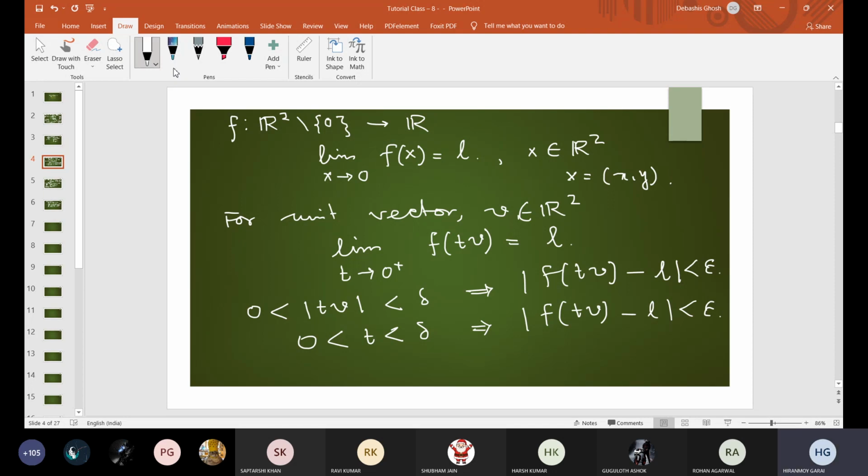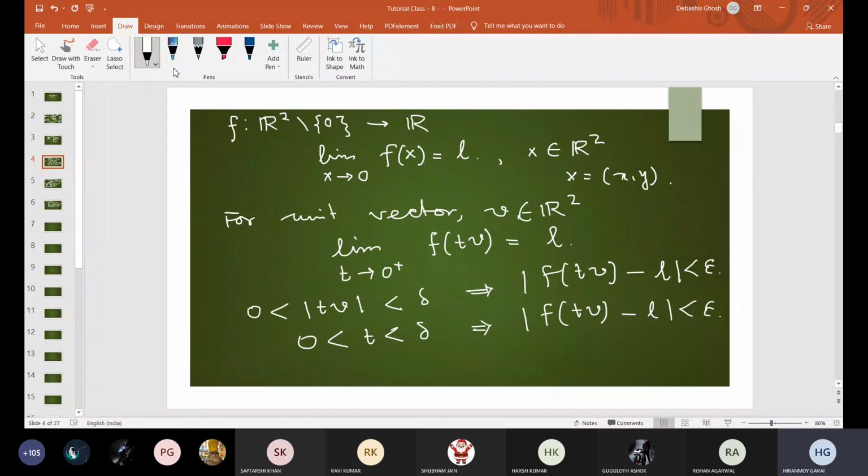So if this limit exists, it means mod of f of x minus L is less than epsilon for all those x with mod x less than delta. So that f of x, if you replace it by f of tv, L is the same value we are getting for all those tv satisfying less than epsilon. Here x is represented by tv, so mod of tv is less than delta. Now if you consider that v is a unit vector, so that comes to be t greater than 0 and less than delta. Mod t means it is always considered positive. So that means that comes to a single variable limit. We are transforming that double limit to a single variable, that scalar quantity.